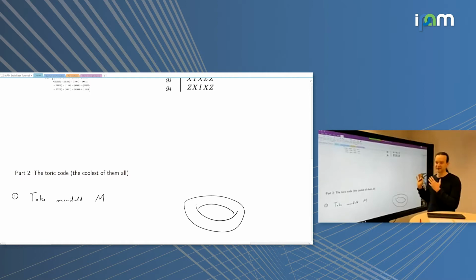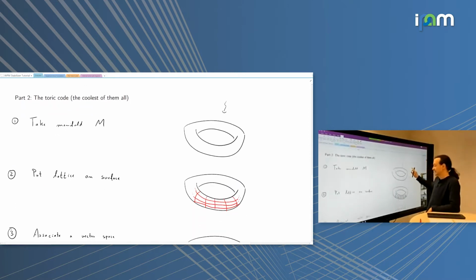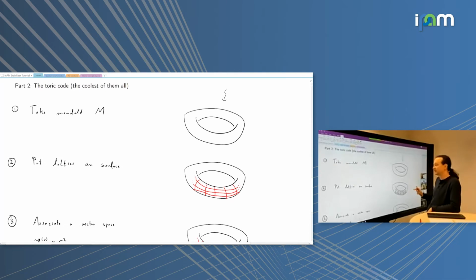Here are the basic ingredients of this construction we are working toward. You start by taking some manifold M, for example, the torus. Next, once you have this manifold, you put a lattice on the surface. You choose some number k, and you put a k by k lattice, evenly spaced if you want, on the torus. Now you can ask me, how big should k be? The answer is, it doesn't really matter. As big as you can get away with, but you will see in a second, it's really going to be secondary.